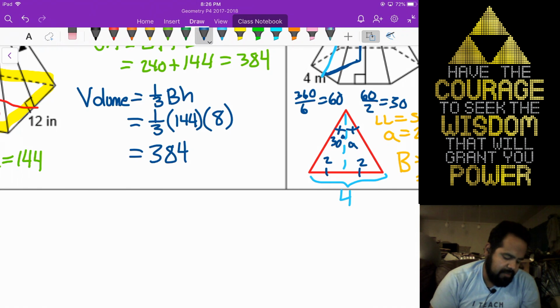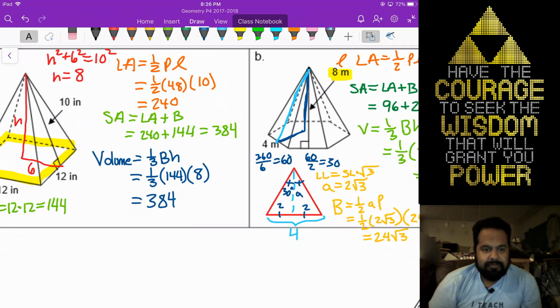Okay. Wait, they're both the same? What? Yeah, sometimes they're the same. Pyramids are kind of weird that way.